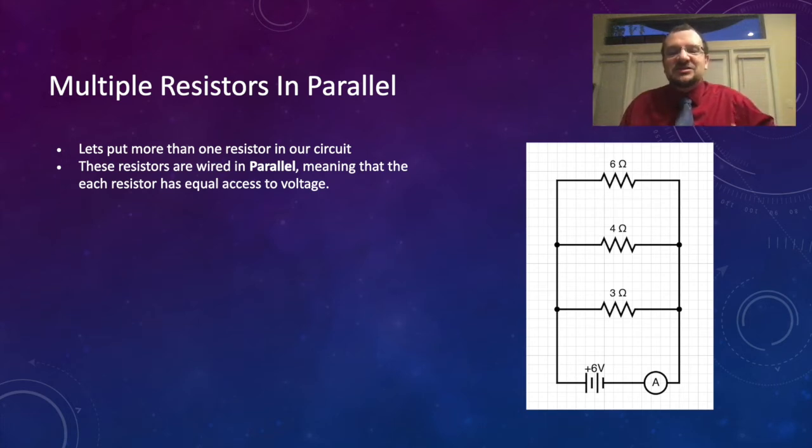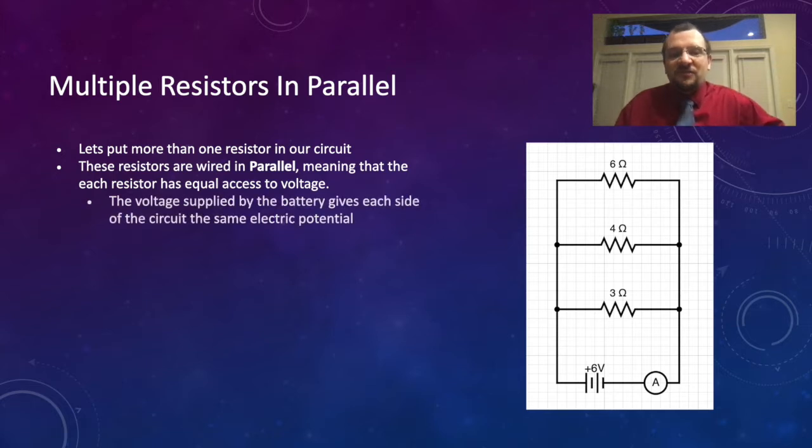But this is just a diagram, a representation of what's going on. In reality, this could be any shape, but all having the same access to voltage. So again, the definition of resistors in parallel is equal access to voltage. Don't get confused with the geometry definition of they're all going the same direction.